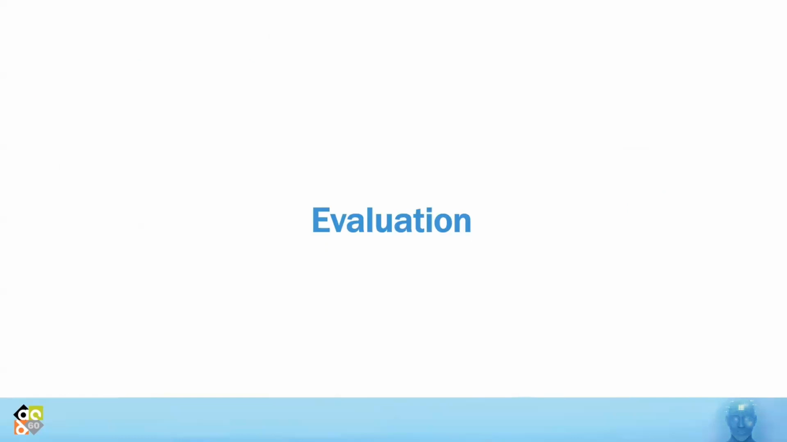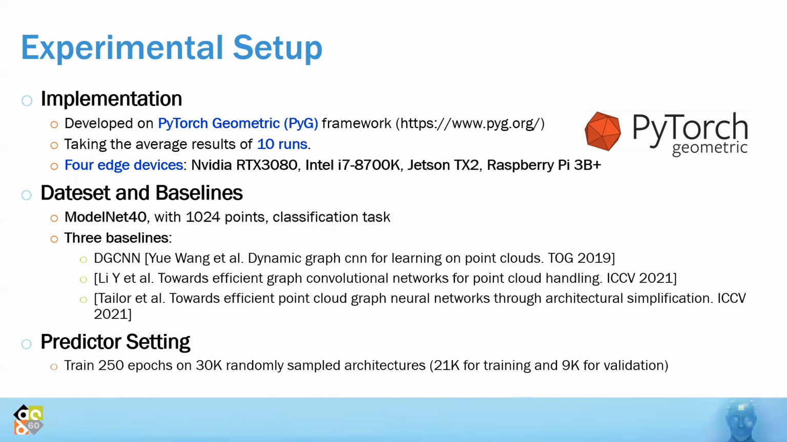The following are the experimental results. All our experiments are based on the popular PyTorch Geometric framework, taking the average of 10 runs. We select 4 edge devices for actual deployment verification, including Nvidia GPU, Intel CPU, Jetson TX2, and Raspberry Pi. We perform the point cloud classification task based on the ModelNet40 dataset and compare it with DGCNN and 2 manual optimization works.